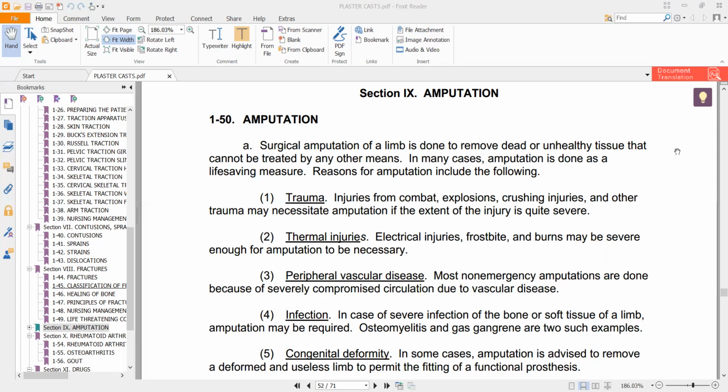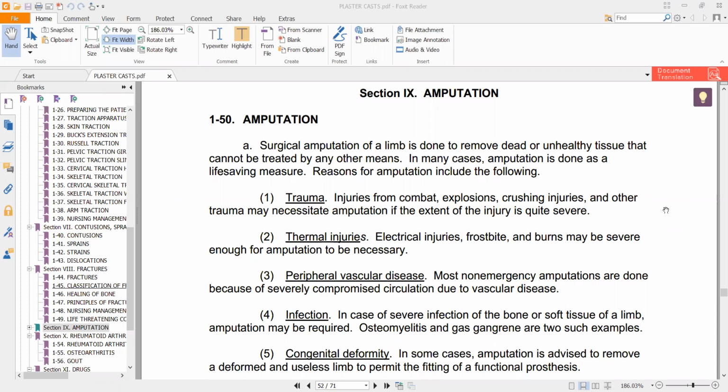So in many cases, amputation is considered a life-saving method, right? The reasons for amputation include trauma, from any major crush injuries or explosion, that may necessitate amputation if the extent of the injury is quite severe. When the injury is extensive, then definitely, to maintain the patient's life, that can be one of the major indications for amputation, with proper consent, because that is the first priority the surgeon needs to decide.